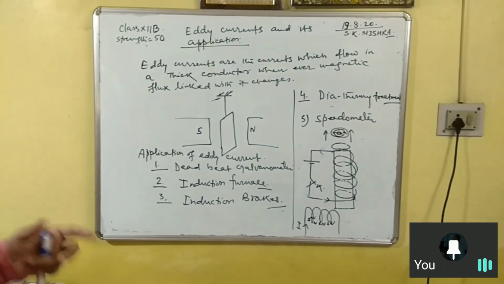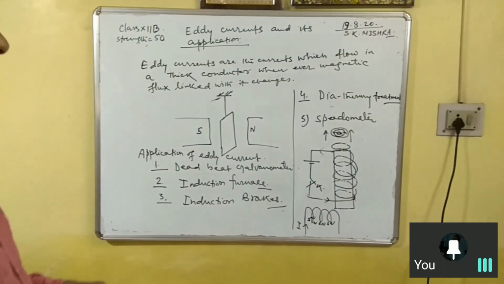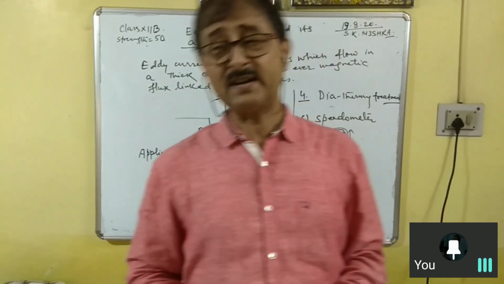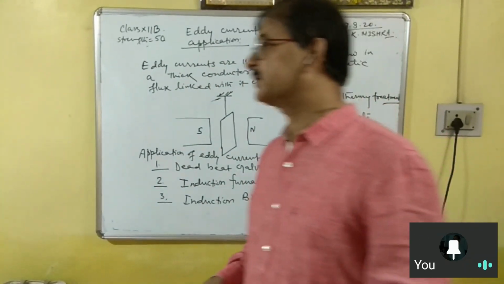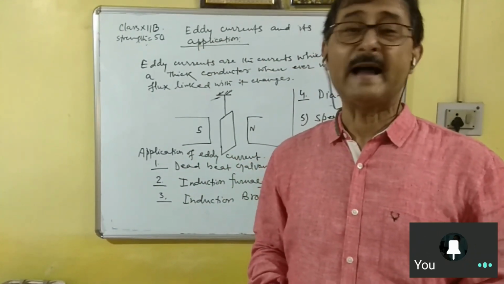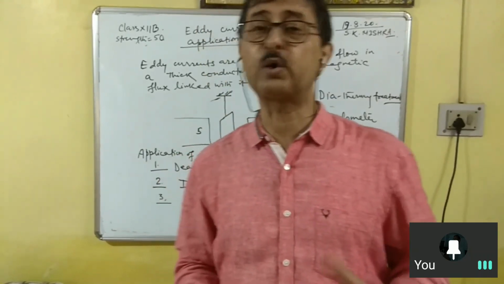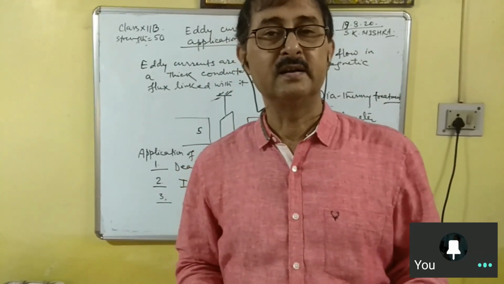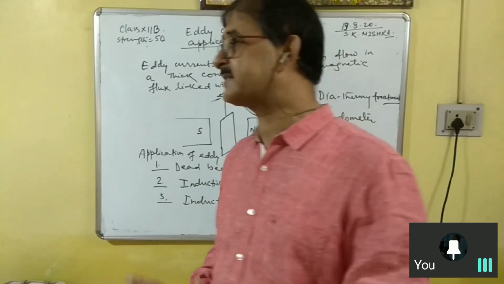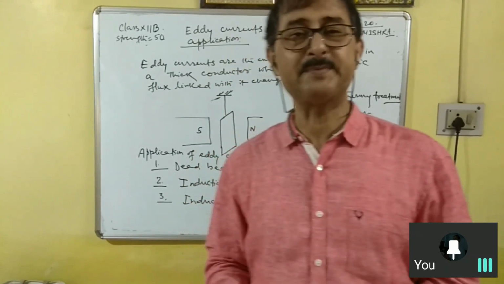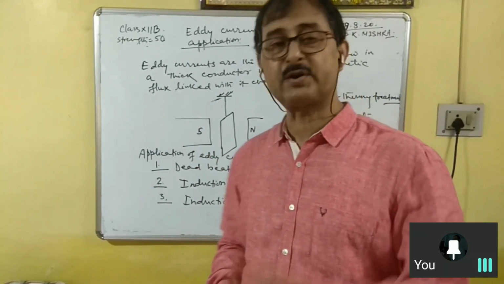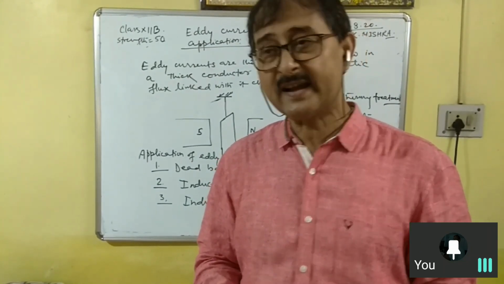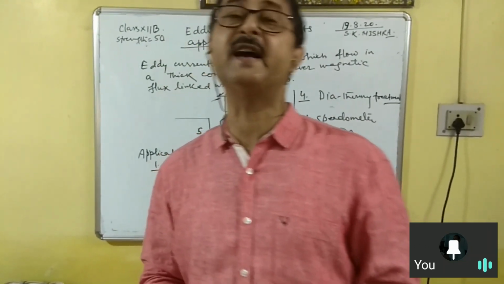Now, an undesirable effect of eddy current is the heating effect, and that heating effect will cause the burning of the coil. That will destroy the insulation of the coil, and the circuit gets short circuited. Because of that, the appliances become useless. Sometimes the coil of the transformer burns because of the excessive heating effect, and that excessive heating effect is produced by the eddy currents.